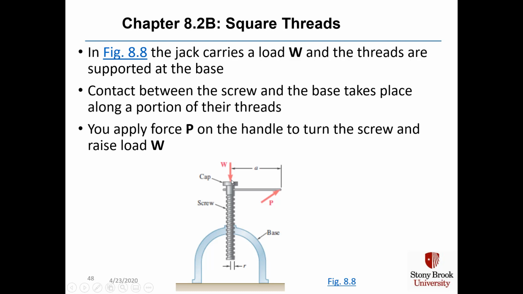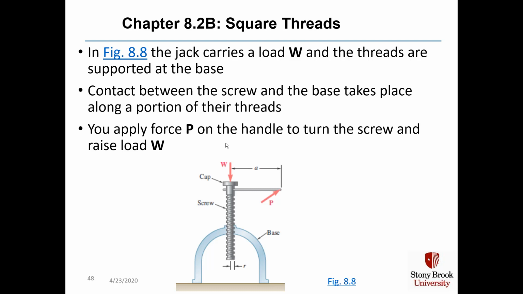The jack carries that load W, and the threads are supported here at the base. The contact between the screw and the base takes place only along these threads that I'm showing you, so that reduces, of course, the amount of friction that you have in the system. And as you rotate the handle with force P, you then get to raise the load, and you have to put a lot of force in to do that.